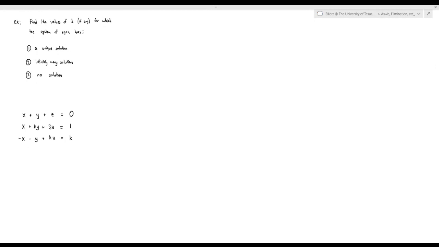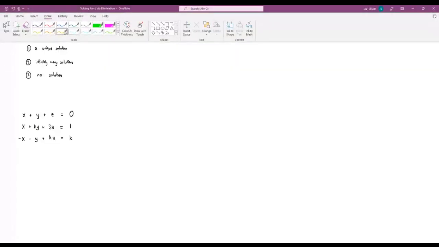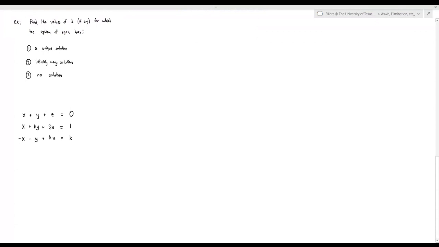So here, I think there's a question like this on your homework, if I remember correctly. I think it's a good type of problem, somewhat challenging. So let's find the values of k, if any, for which this system of equations will have a unique solution, infinitely many solutions, or no solution. And taking a look at the system of equations, you'll notice that k appears as a coefficient in a couple places, and it also appears on the right-hand side. So let's talk about how to go about solving these types of questions.